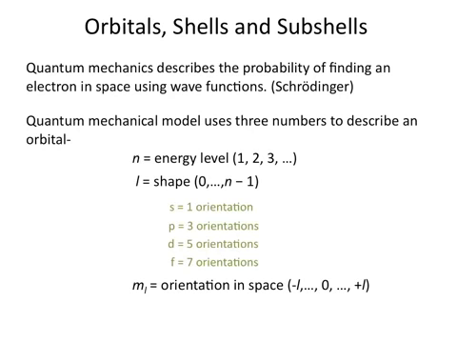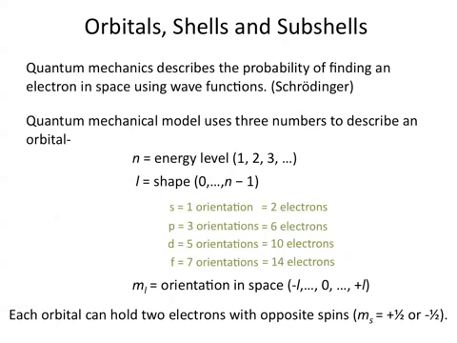Now I said that the shapes we refer to are s, p, d, and f. s subshells have only one orientation in space. p subshells have 3 orientations, d subshells have 5, and f subshells have 7 orientations in space. Now each orbital can hold 2 electrons with opposite spins, and we denote these as plus 1/2 or minus 1/2, and this is used as the 4th quantum number to describe an electron.